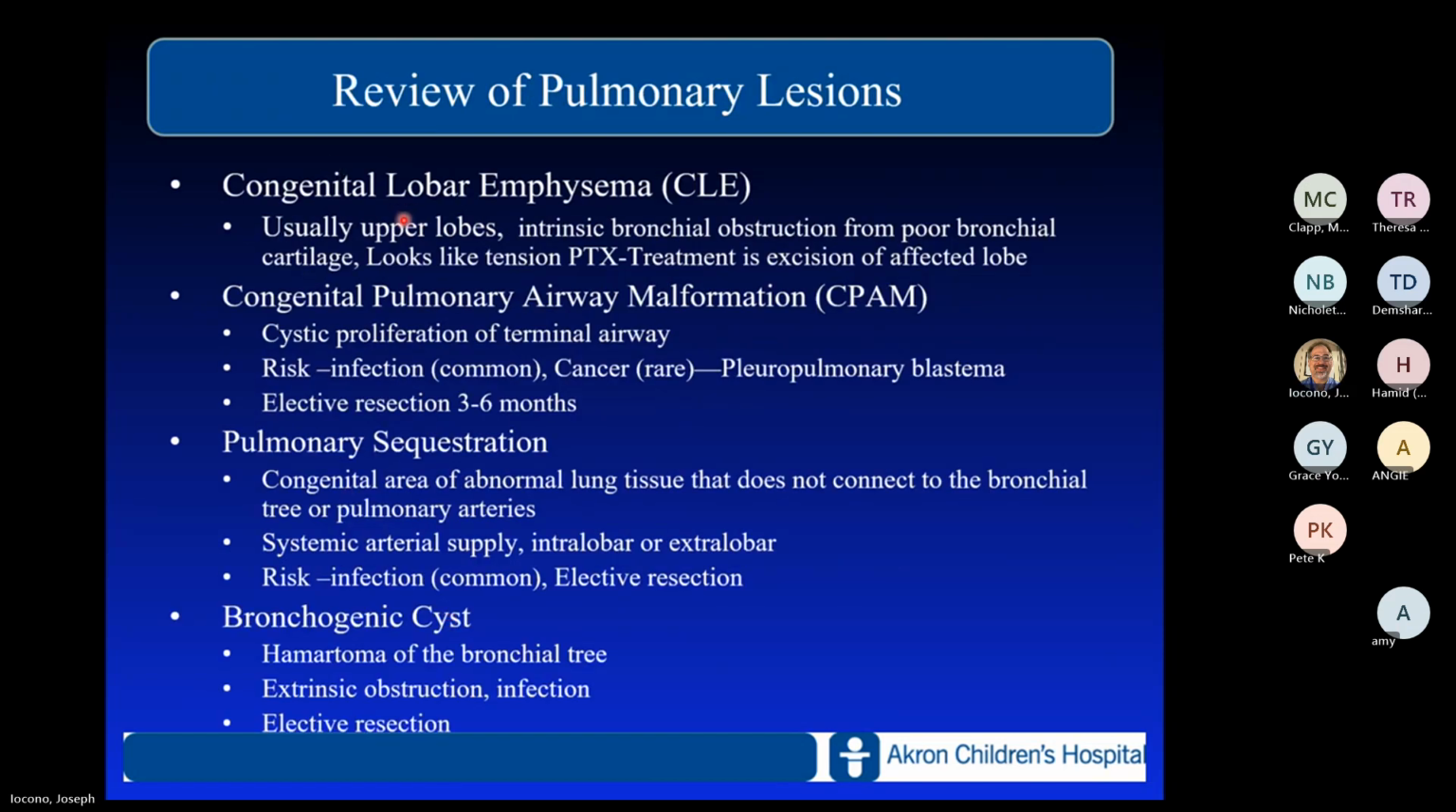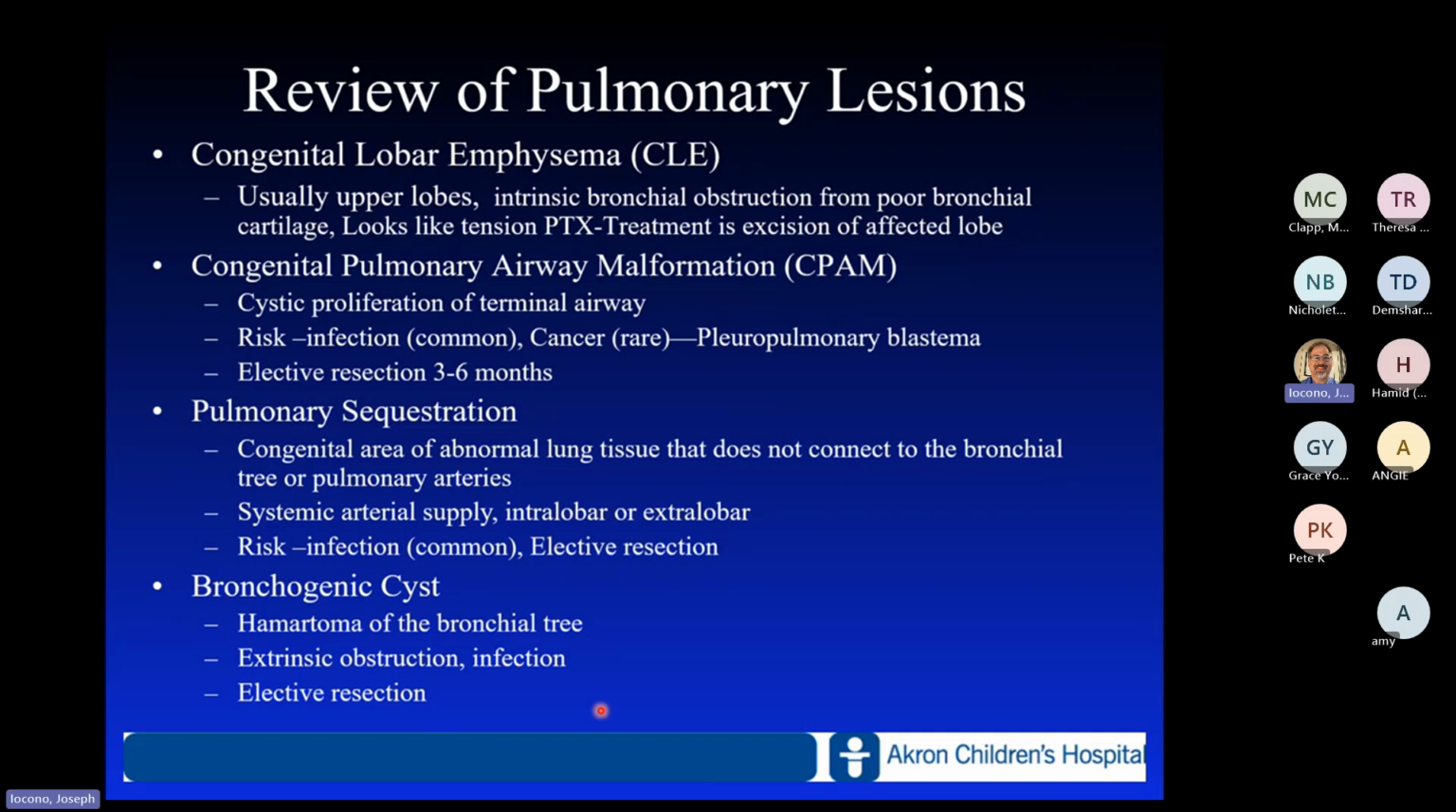So, review of pulmonary lesions. Congenital lobar emphysema, usually upper lobes, intrinsic bronchial obstruction, looks like a tension pneumothorax. The treatment is excision of the affected lobe. CPAMs, cystic proliferation in terminal airways, the risk of infection or cancer, elective resection in 3 to 6 months. Sequestration, essentially abnormal lung tissue that does not connect to the tracheobronchial tree or the pulmonary arteries. Systemic arterial supply, risk is commonly infection, not associated with cancer, but elective resection. Bronchogenic cyst, hamartoma of the bronchial tree. You can get extrinsic obstruction of the airways and infection. You resect these also. Nope, sorry, I did that twice.